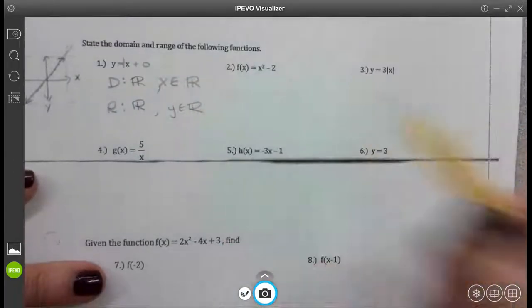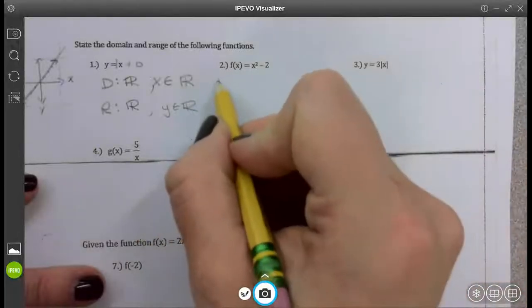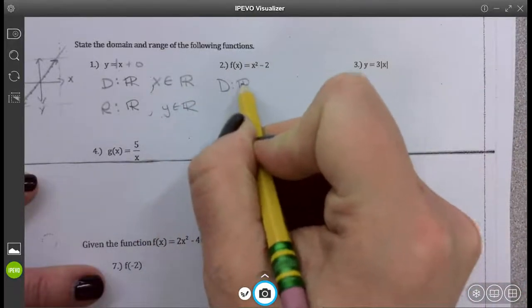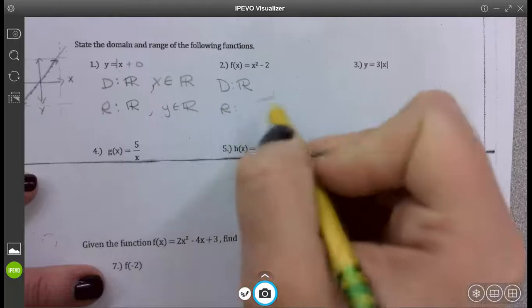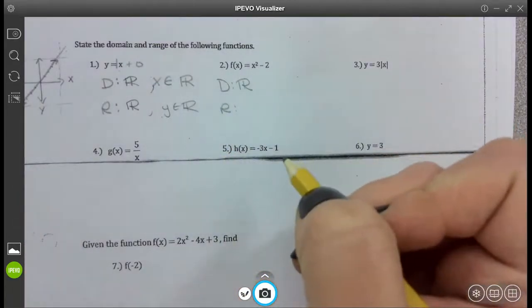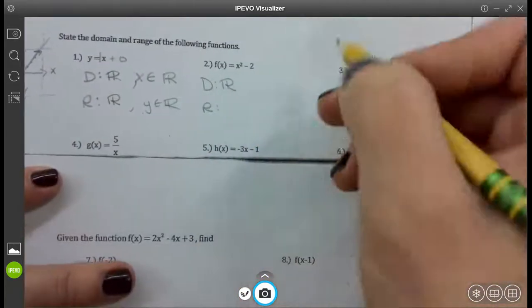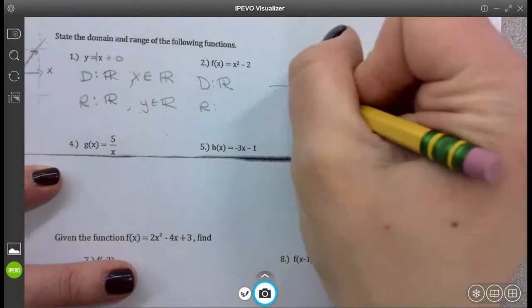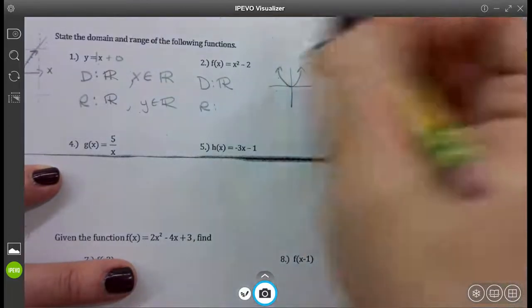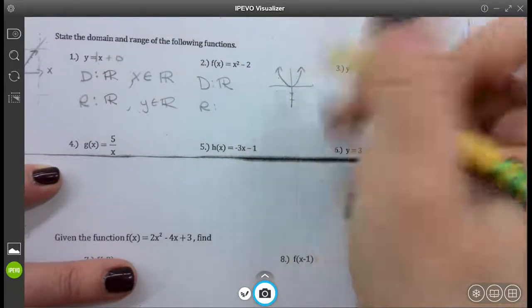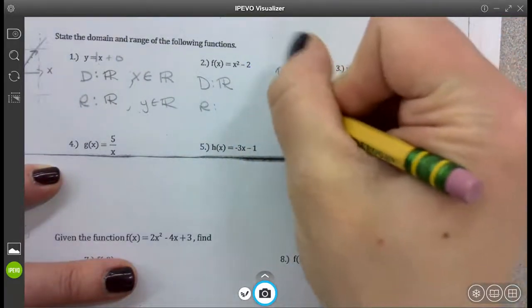Okay. Can I square any number I want? Absolutely. All real numbers. What comes out? Well, I'm squaring, so wouldn't it be only positives? Let's look at a graph. I have x squared, but that minus 2 is going to knock your graph down here. And this is your graph.